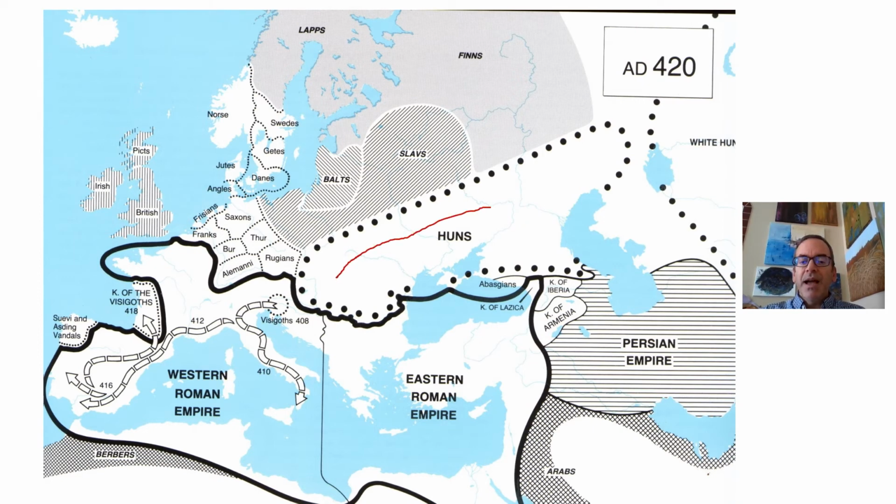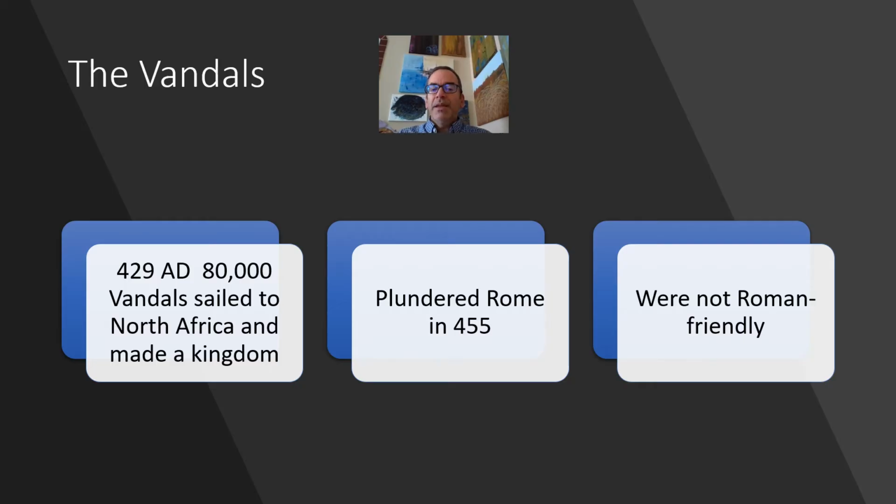You've got the Huns now expanding down into the borders. And again, these people are pushing through. So here you've got the sack of Rome in 410. They go down, they can't go down any further, and they go back into Spain and then set up their own kingdom. Then you've got another group called the Vandals, and they have a pretty interesting history.